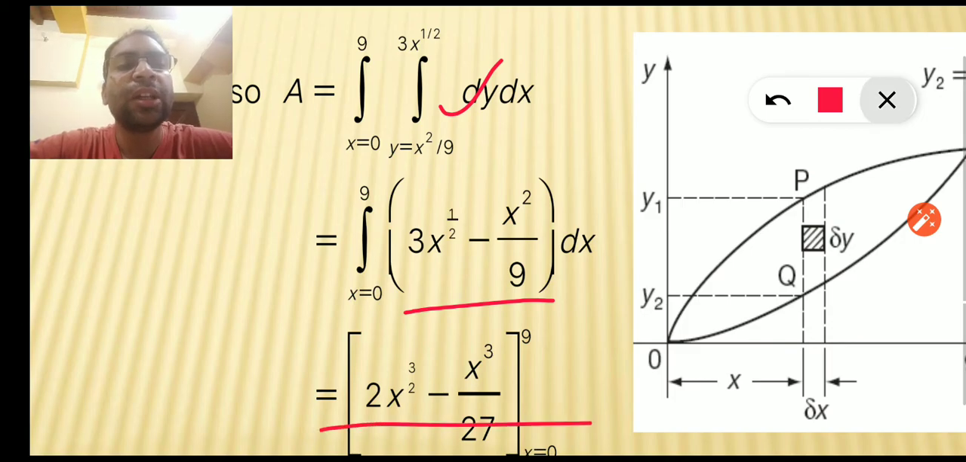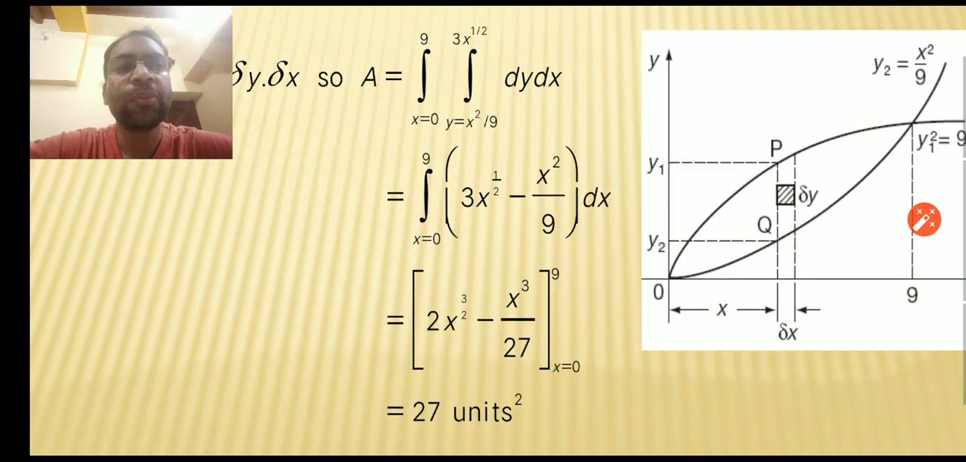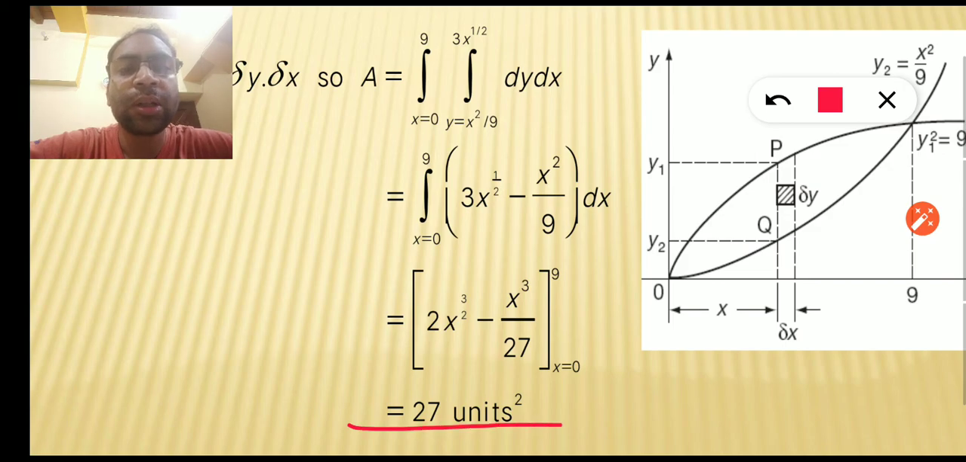I hope you are aware about the integration process. If you are not, then please revise the integration process. Then only you will be able to understand the solution of these double and triple integrals. So finally, by evaluating, we have got the result as 27 units. So this is the area.